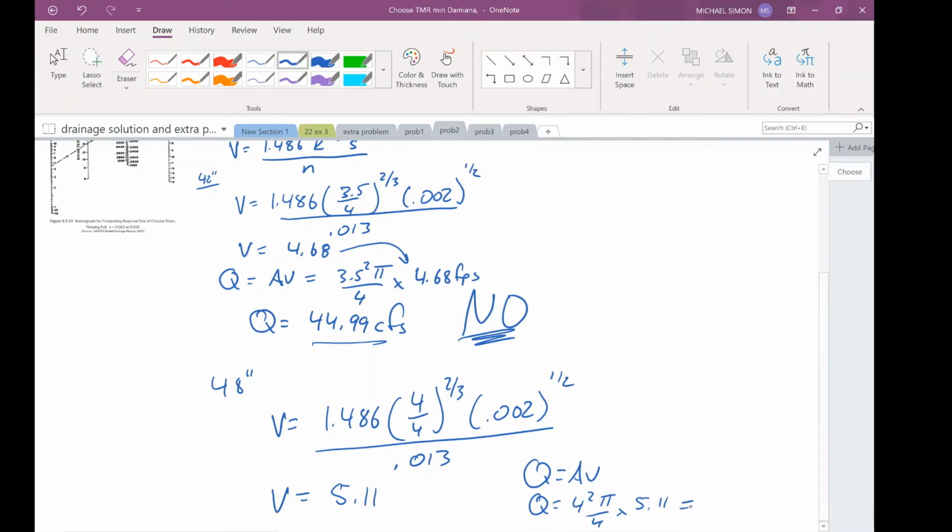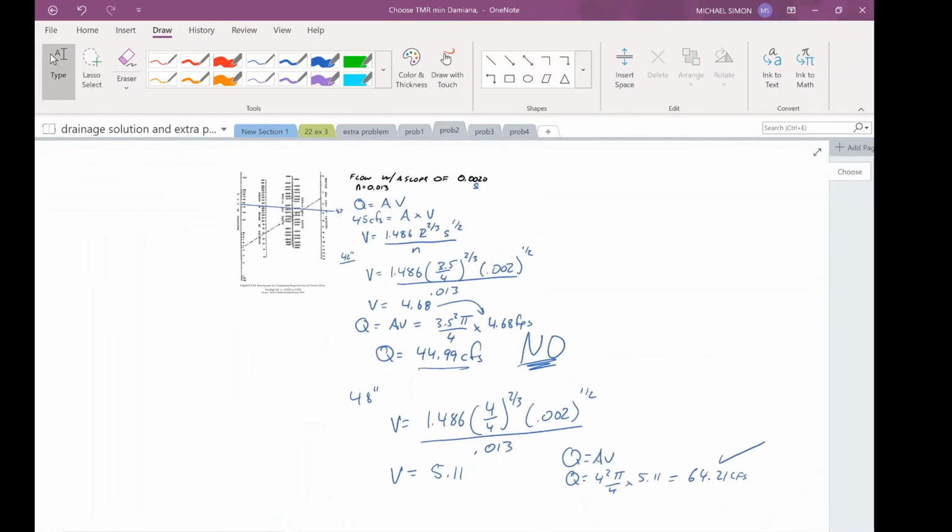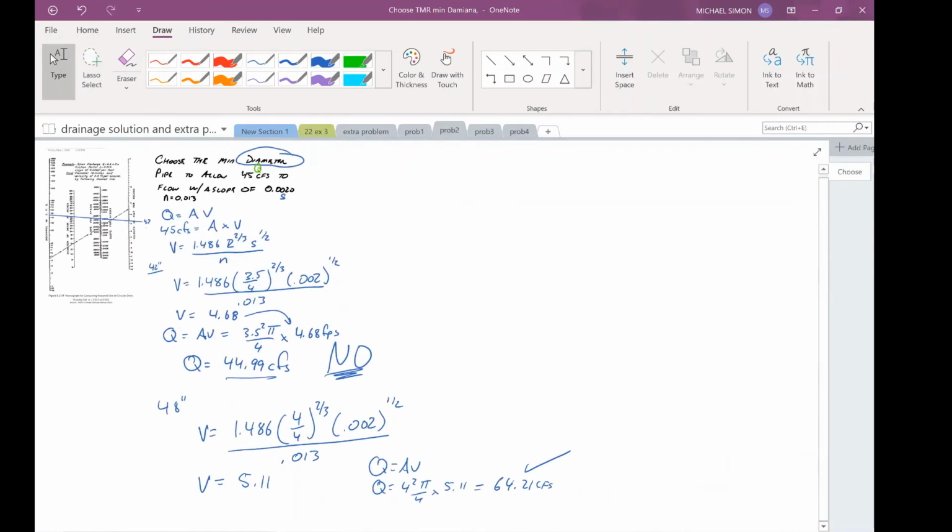4 pi, 64.21 CFS. That's good. Okay, that works for us. So the minimum diameter that works on this is 48 inch.